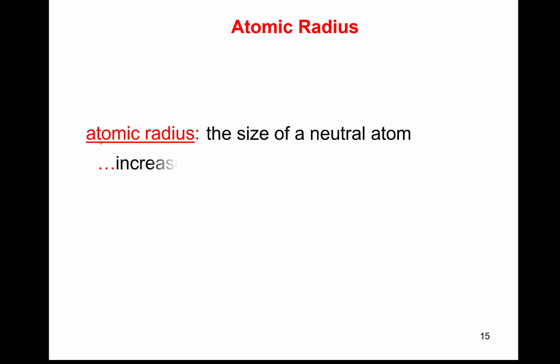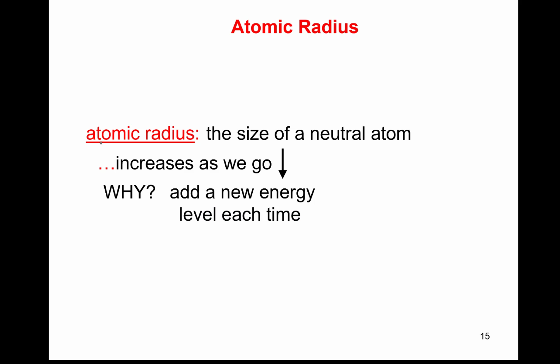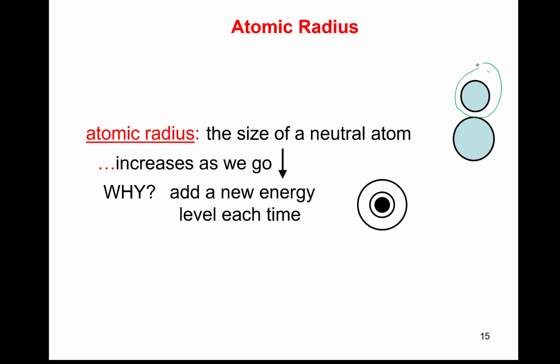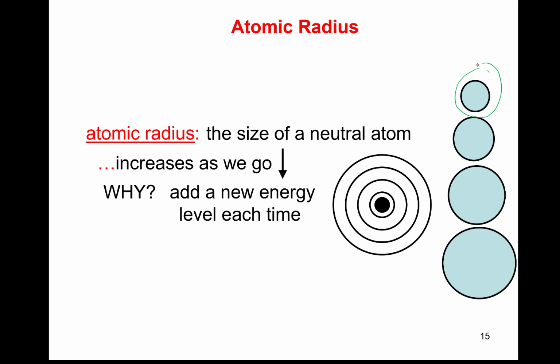So atomic radius, the definition is just the size of a neutral atom. As you go down a group, so as we go, the arrow there going down means we're going down a group, the atomic radius is going to increase. And that's because we're adding a new energy level each time. Let's say we have hydrogen. This is the relative size of hydrogen. Then we add an energy level. Now it's lithium and it's bigger. Sodium's even bigger. Potassium, etc.